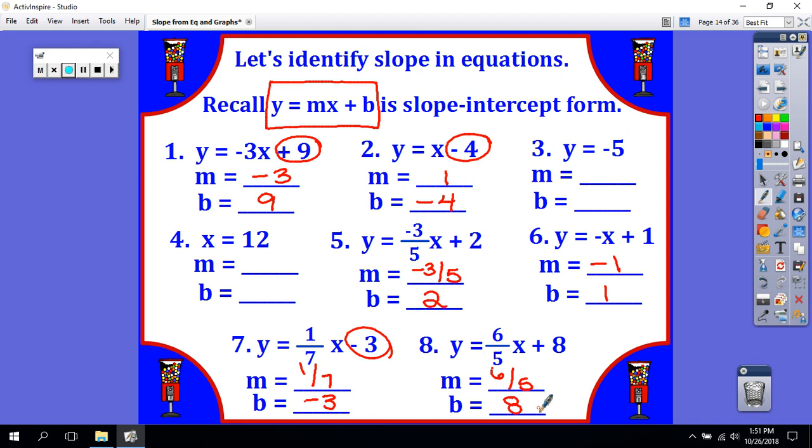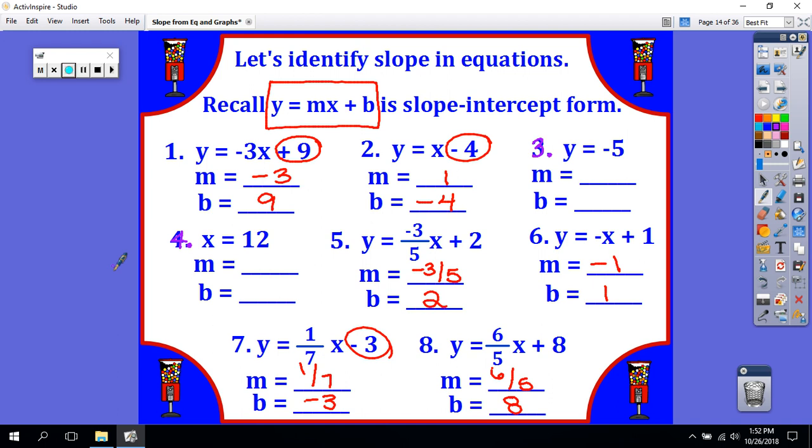All right, now let's look at the ones that we skipped. If you go back and look, you notice that number 1 had our y equals mx plus b form. So did number 2. So did number 5, 6, 7, and 8. They all had the y equals mx plus b form. The ones that we skipped, number 3 and number 4, do not. They are missing one of the letters.